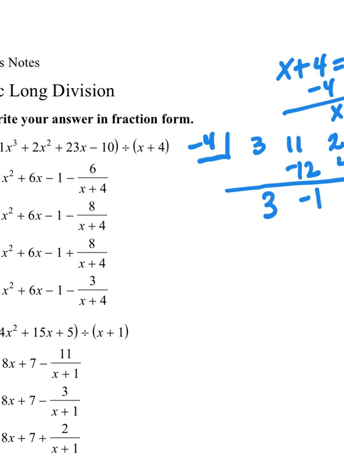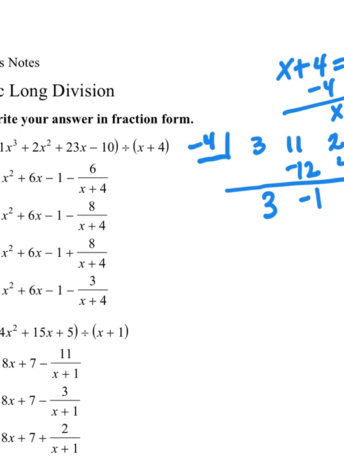Then you add 2 plus 4, which gives you 6. Negative 4 times 6 gives you negative 24. You add 23 plus negative 24, which gives you negative 1. And then you multiply negative 4 times negative 1, which is 4. And then you add negative 10 plus 4, which gives you negative 6. And this here is the remainder.